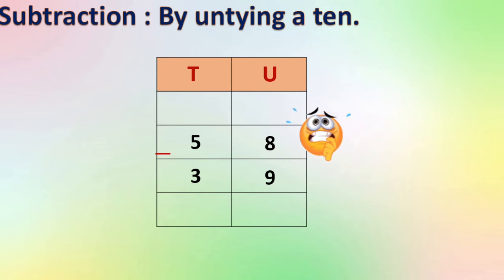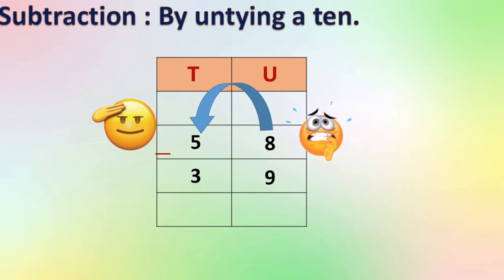8 borrows from 5. It requests 5 to give 1 ten. Okay, and 5 accepts the request and it bifurcates itself into 4 and 1. 4 and 1 is 5, isn't it? It lends 1 ten to the unit and it becomes 4, 1 less, isn't it? And here 8 is already there in the units place, so it became 18.